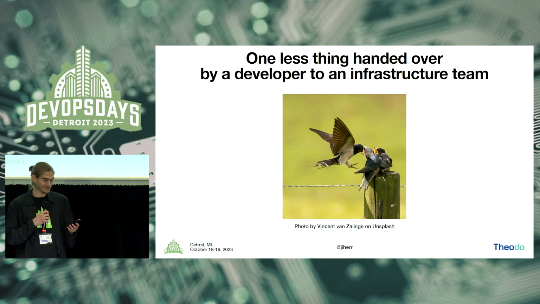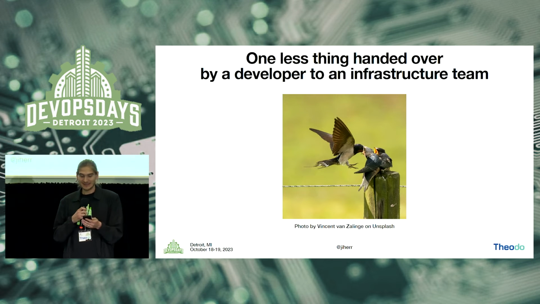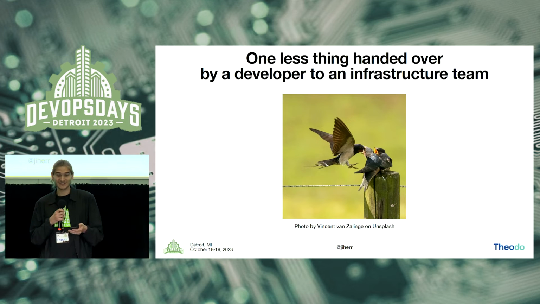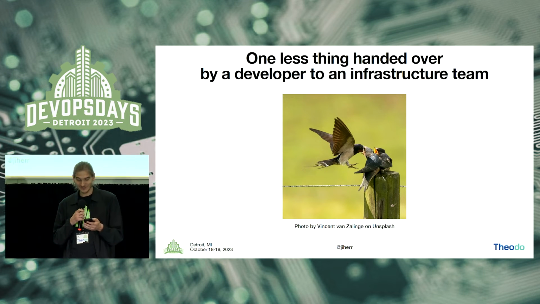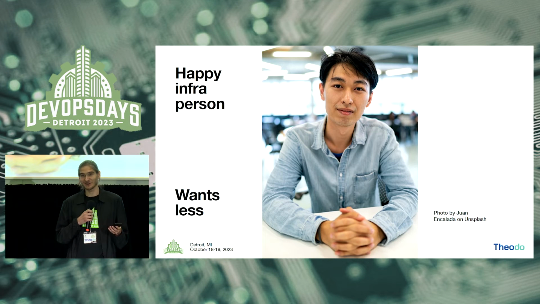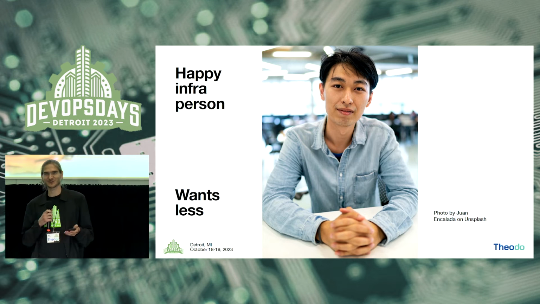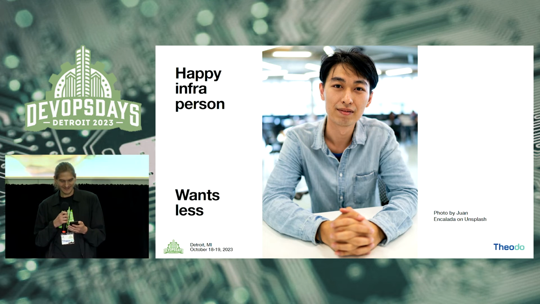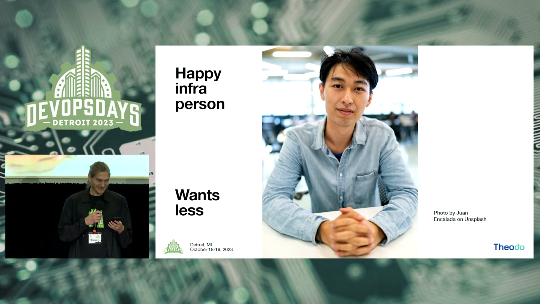Going back to the birds, sometimes when app developers hand over code to an infrastructure team that needs to run them in production, it can feel like this. And we don't like that. So going serverless means that there was one less thing that developers needed to hand over to the infrastructure teams. So there was one more happy infrastructure person somewhere in the world. And they had fewer things to manage, less work, still a lot of work.